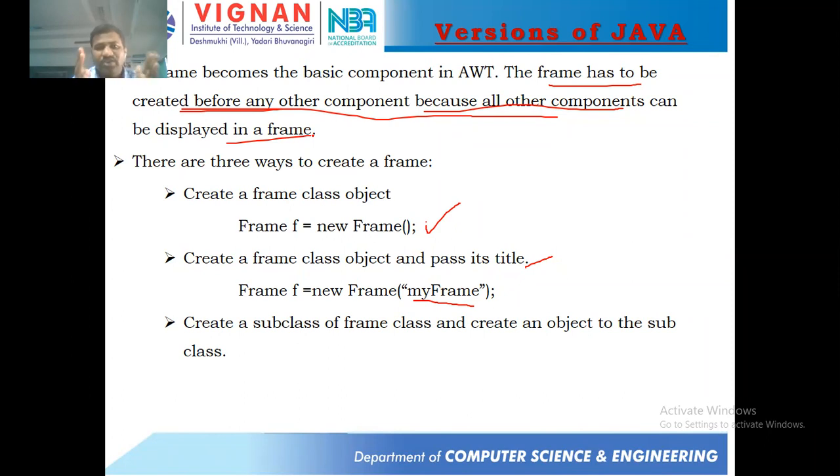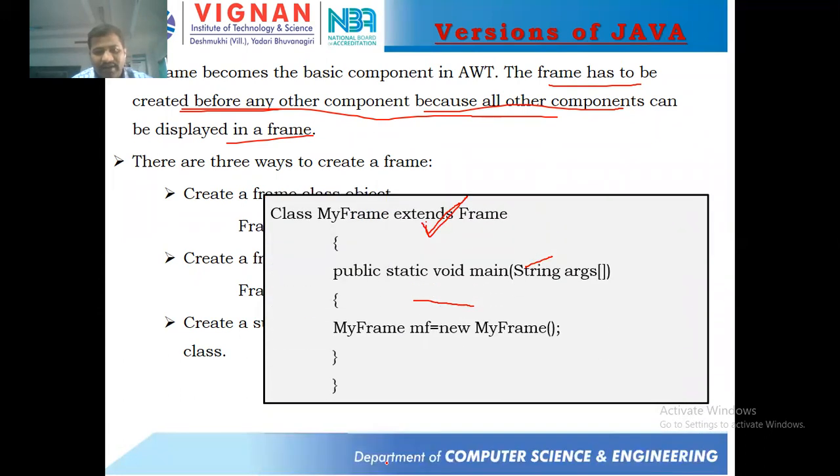Right? That's the reason first we need to know how to create a frame. A frame can be created in 3 ways. One is directly by creating Frame f = new Frame, and you can pass some string, and that string will be visible as the title of your frame. Or else we can extend a user defined class from the Frame class, and then we can create that user defined object, and then the frame will be created. See, this is how the third one can be done.